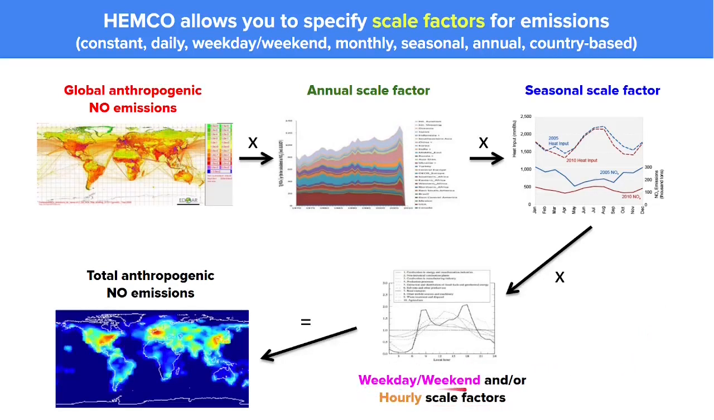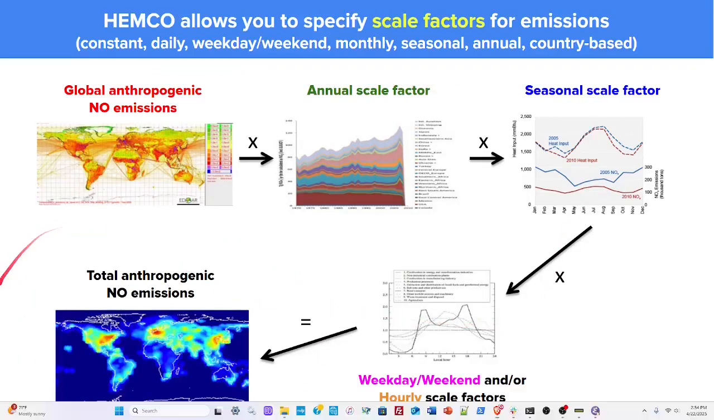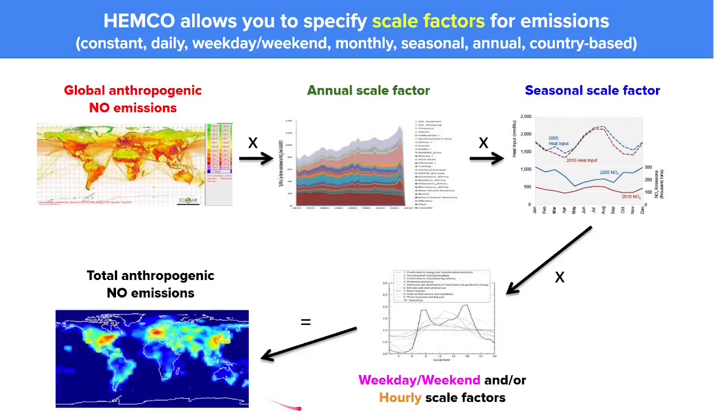So weekday, weekend could be important in urban areas, for example, where vehicle emissions are much less on weekends in some places than they are on the weekdays because of the commute. And so you take this file and multiply it by all these scale factors, and HEMCO will compute the total anthropogenic NO emissions for you.